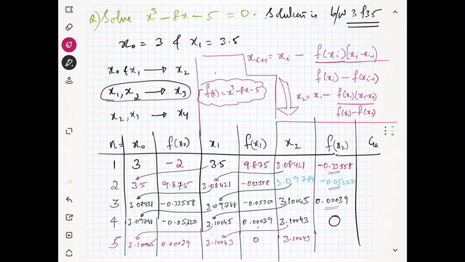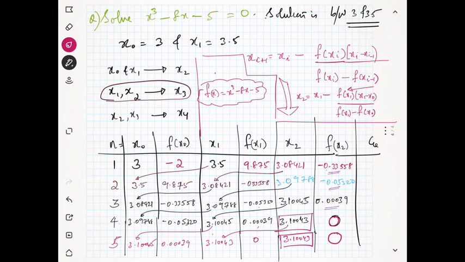So if you are substituting here, f of x1 becomes 0 means your new x2 will be equal to x1. That means you have got the solution. So whenever the function value becomes 0, it is nothing but the solution. Again, we are getting the solution. Now if you repeat it again, it will not change because the function value has reached 0, right? So this is known as the secant method.